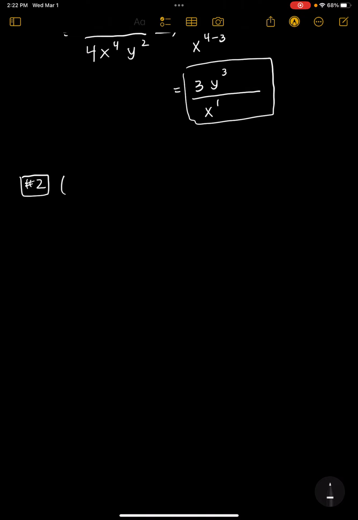Okay, so let's look at the second example. The second example is 3x cubed y squared times 3x squared y to the third, all to the third power. So this one is a combination of the product rule and the power rule. In this case, when you have that power rule that goes on the outside of everything, it's easiest to simplify the inside of the parentheses first and then deal with the power portion. So I'm going to do the product rule first.